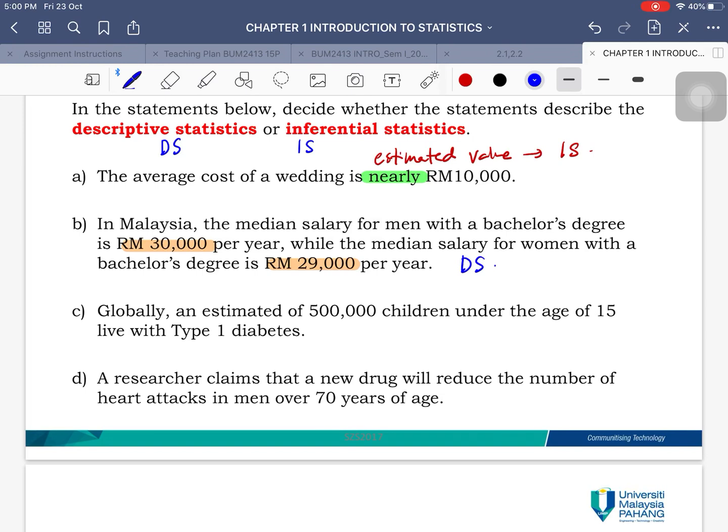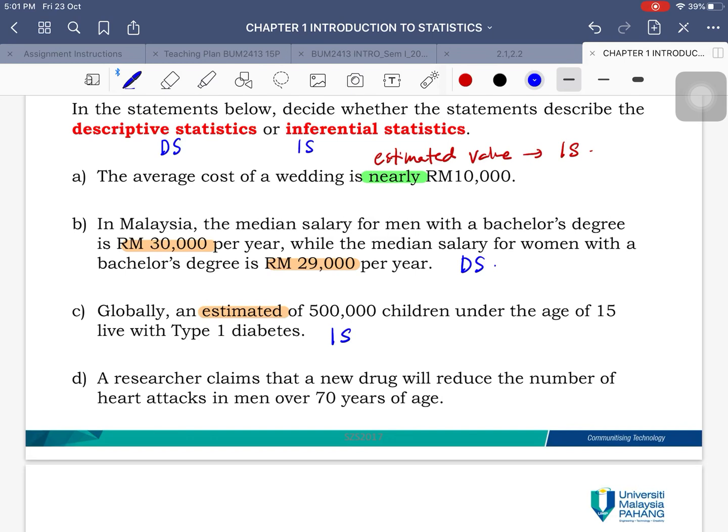So C, globally an estimated 500,000 children under the age of 15 live with type 1 diabetes. So this word gives it away, the fact that this is going to be inferential statistic. Remember, estimated value, that is going to be inferential statistics.